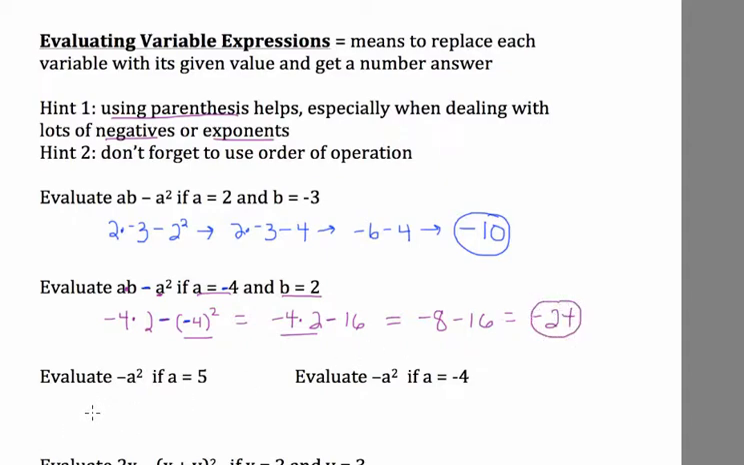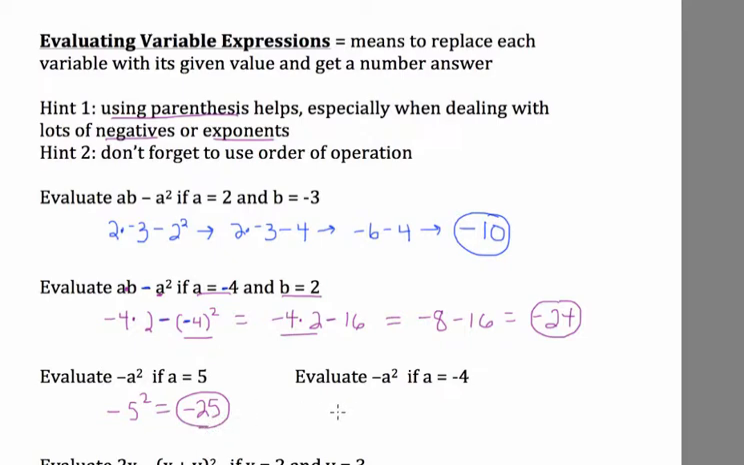Evaluate negative A squared if A equals 5. I sub in the 5 instead of the A and I do the problem. Remember from last module, order of operation tells us we have to do the squaring first. 5 squared becomes 25. Then you add your negative. Negative 5 squared with no parentheses is negative 25.